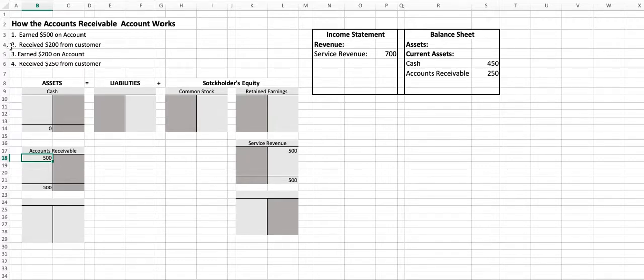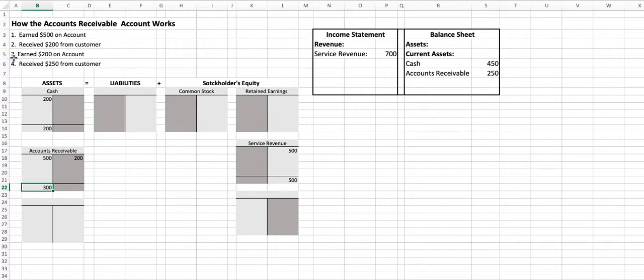Transaction number 2, we received $200 from that customer who's paying on his account. So we would debit cash for $200 and we credit accounts receivable for $200. Now you see my balance in accounts receivable is $300. They did owe us $500. They paid $200, so now they owe us $300.